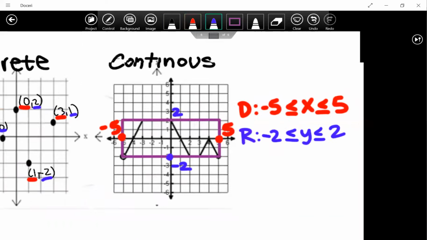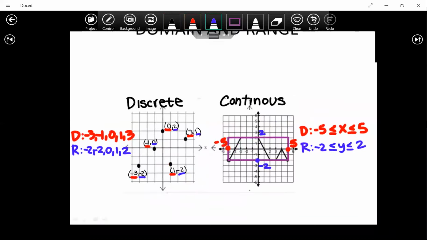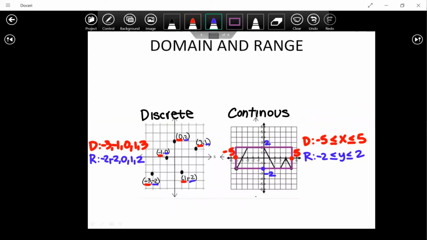Okay. So look at how differently the domain and range are written for continuous and discrete functions. So keep that in mind as you guys do today's homework. We have not discussed what a function is, so keep that in mind. I hope you guys are getting this down. Please ask me any questions if you need further help.